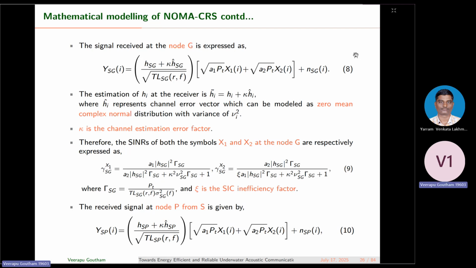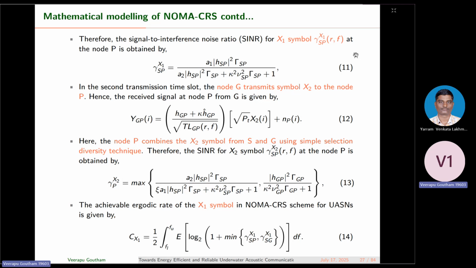Here, HSP is the channel coefficient from source to the far node, and there is a transmission loss from source to far node. Then this is the broadcasted signal, and there is noise available at the node P side. It is going to decode the x1 symbol, which is given with equation number 11.